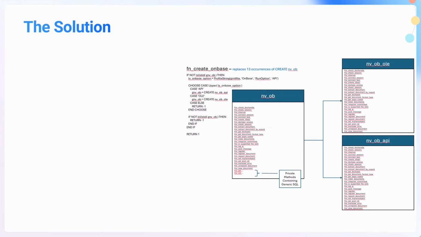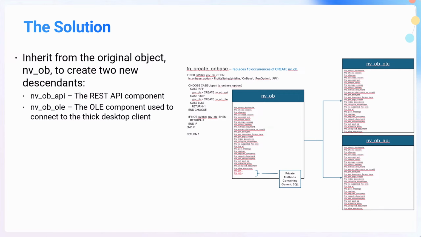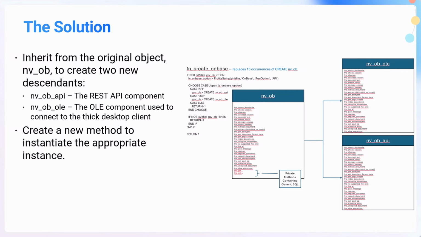Our solution was to start where we were. We took the time to look over the original PowerBuilder component, NVOB, to see what made it tick. Then we inherited from that component to create two new components, NVOB OLE for the existing OLE OnBase code, and NVOB API for the new REST API code. Next, we created a global function to instantiate the appropriate descendant.